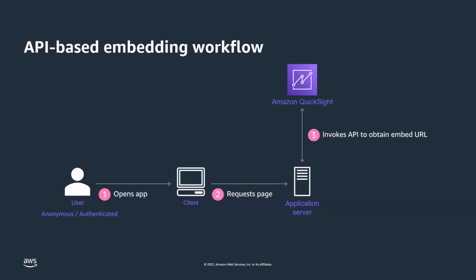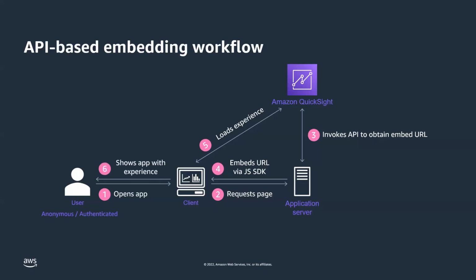Once the user is authenticated, based on the approach we take, be it a registered user API or anonymous API, it invokes a QuickSight API call to obtain that URL. The URL is then passed back to the client, which is embedded into the application using the QuickSight JavaScript SDK. This transparently loads the experience from QuickSight into the client application. Finally, the application displayed to the user is a seamless integration of their own content and the QuickSight experience.